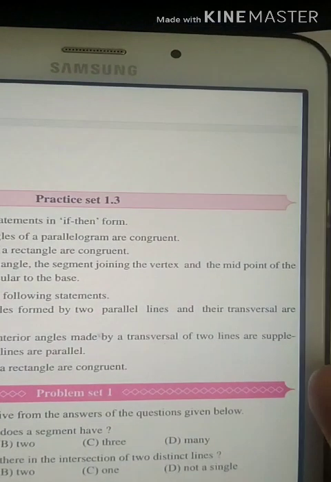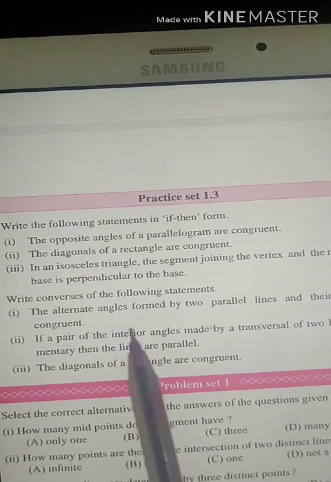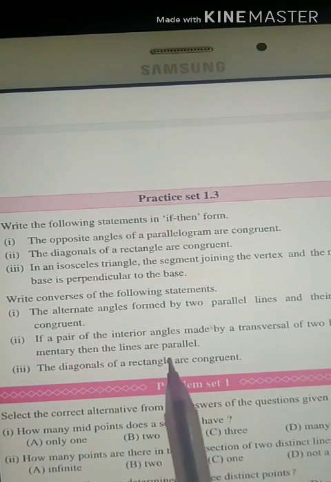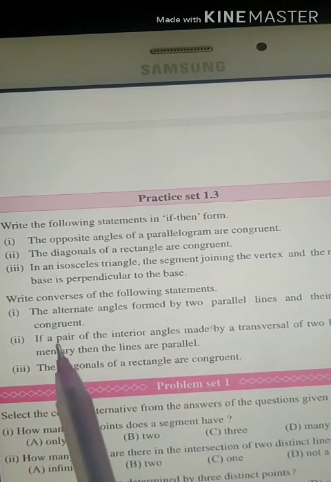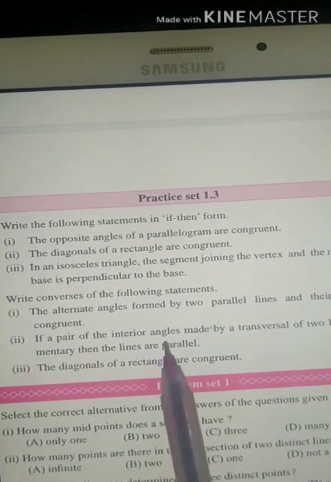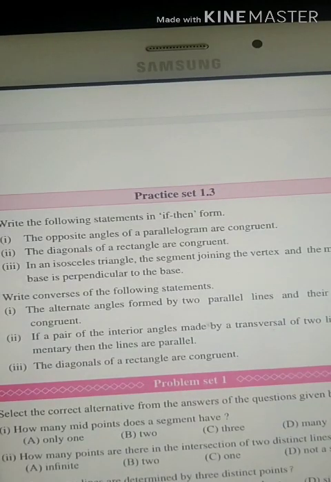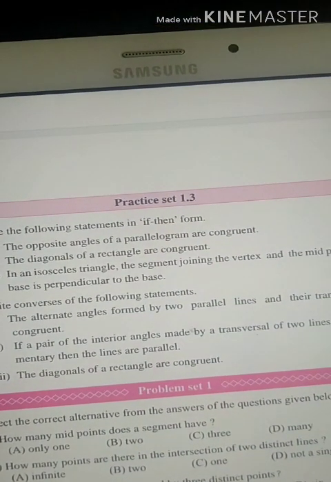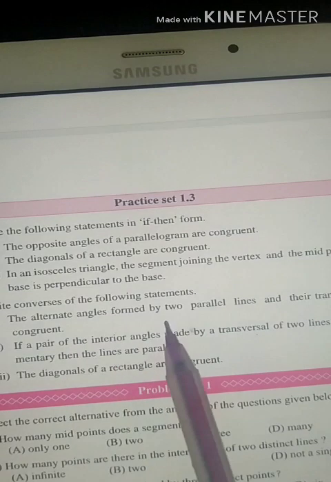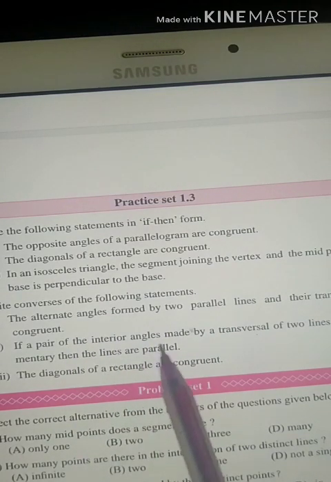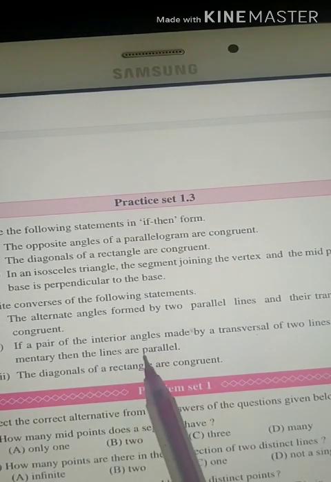Then the part that comes after "then" is called the consequent, and the lines are parallel is the consequent. What is the antecedent? If a pair of interior angles made by a transversal of two lines are supplementary, this is the antecedent, and the part that follows "then" is called the consequent. So the consequent here is "the lines are parallel."